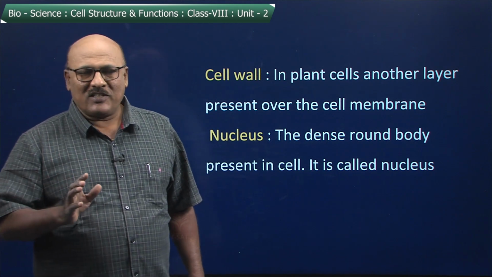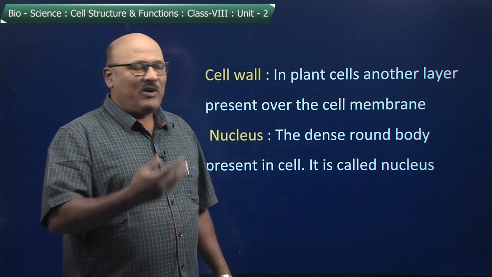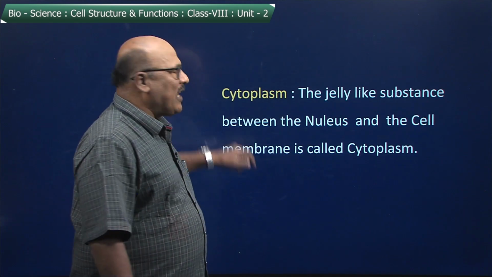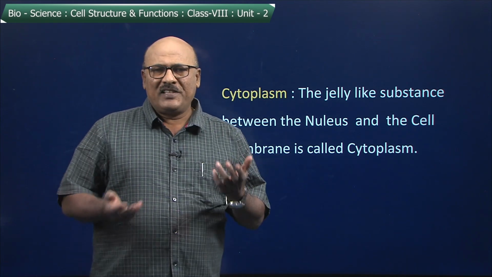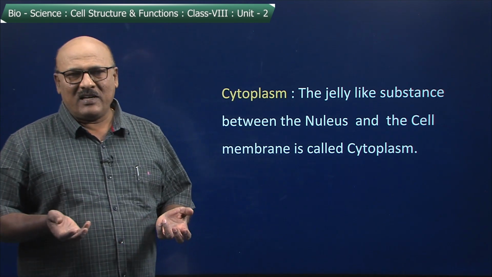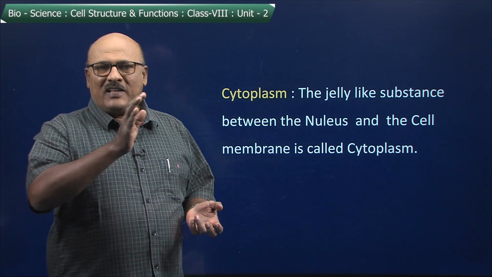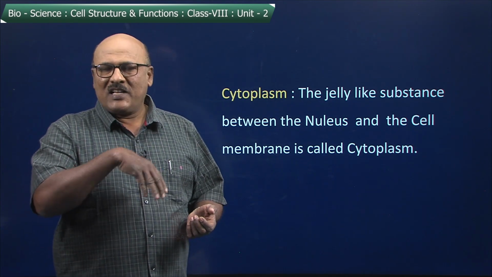That is the nucleus. Nucleus is present in plant cells also, animal cells. Next, cytoplasm. Cytoplasm is a jelly type substance. It is present between the cell membrane and nucleus. So, this is the cytoplasm.